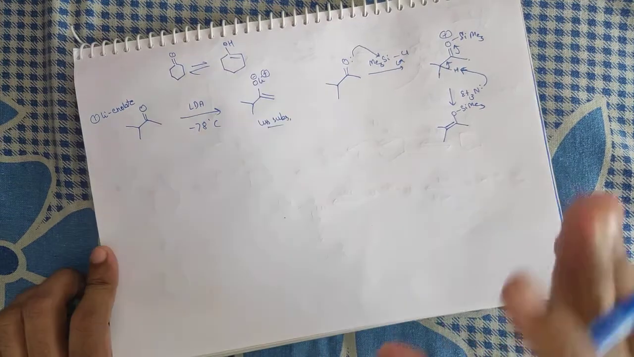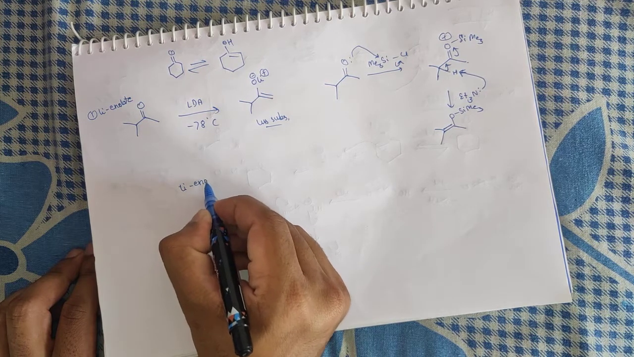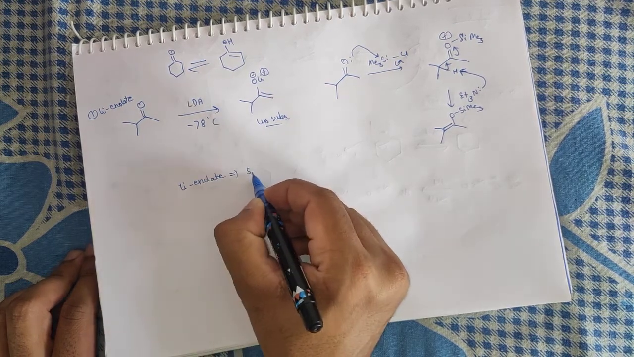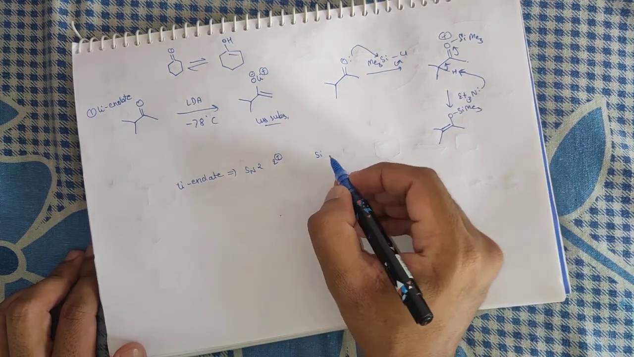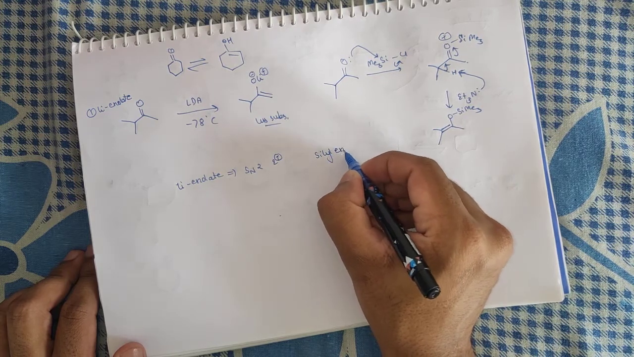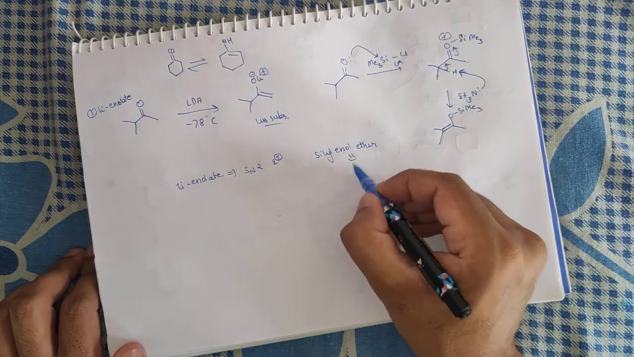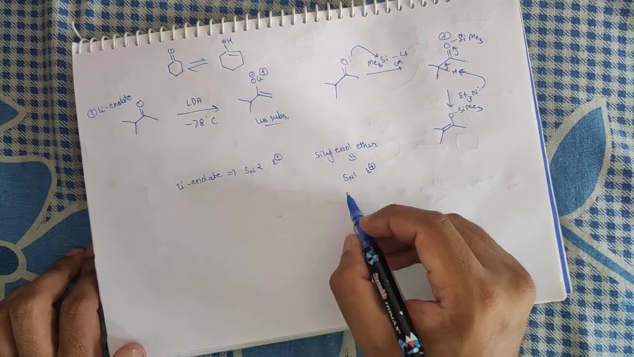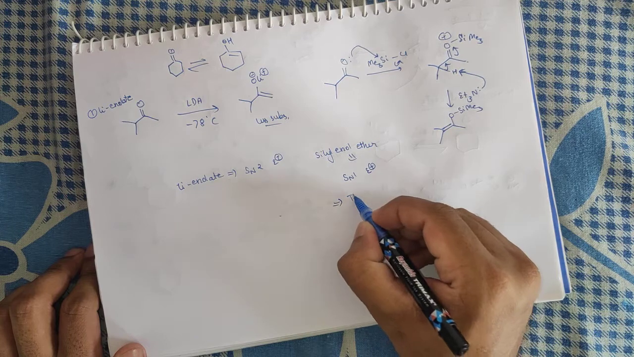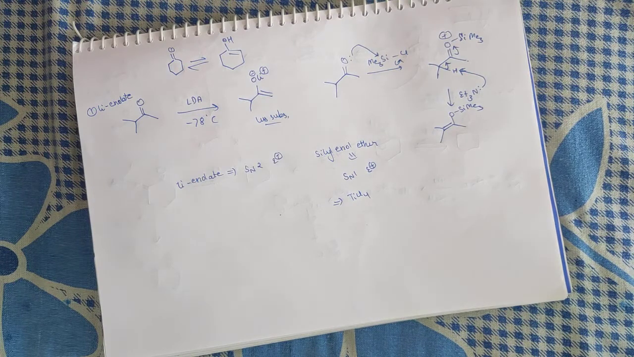So this is the more stable enolate, but the problem is that lithium enolate reacts with SN2 reacting reagents or SN2 reacting electrophiles, but these silicon enolates, or better you call them silyl enol ethers, react with SN1 reacting reagents or SN1 reacting electrophiles, and these also need a Lewis acid for reacting with these SN1 reacting electrophiles. But there is no problem.